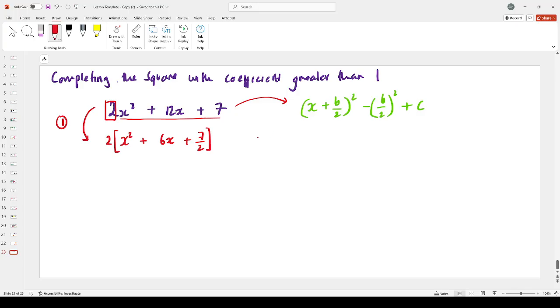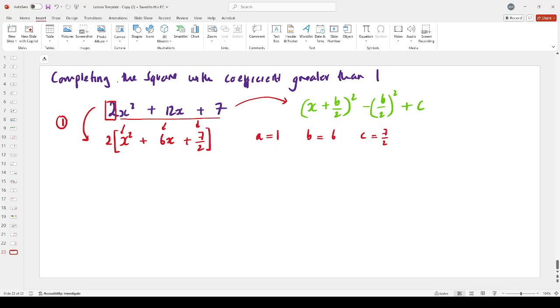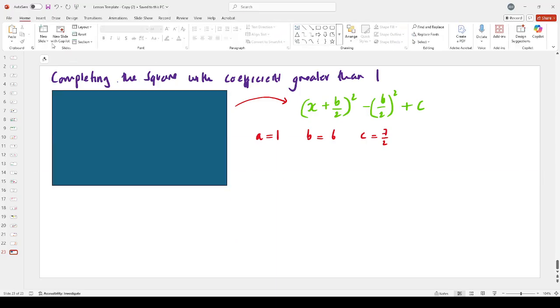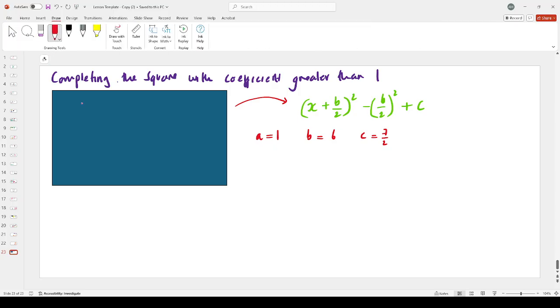Okay. So what's my A value? What's my B value? And what's my C value? In other words, what's the number in front of x squared here? Nothing. It's just 1, right? What's my B value? 6. And what's my C value? 7 over 2. Okay, so now just ignore all the stuff on the right. We don't need that.